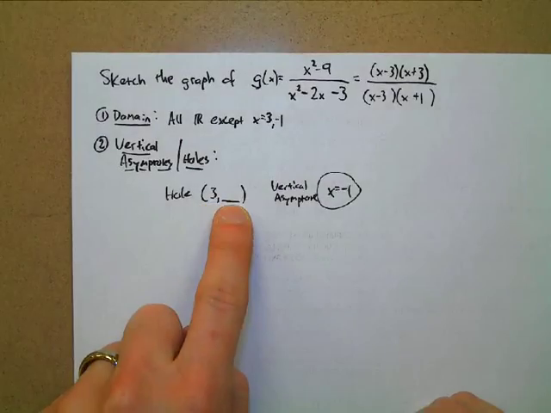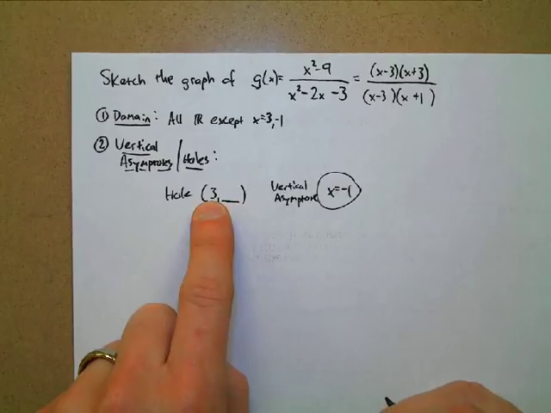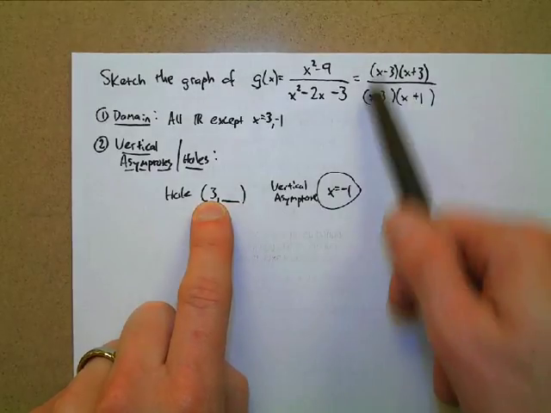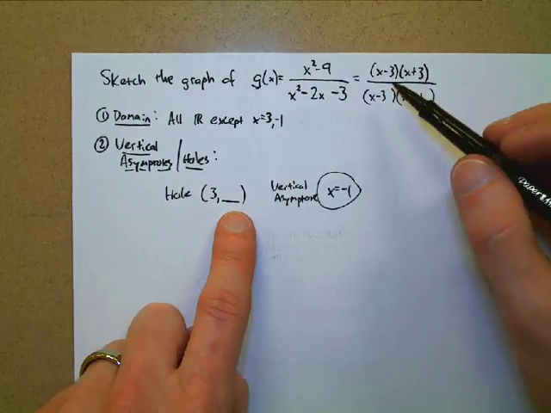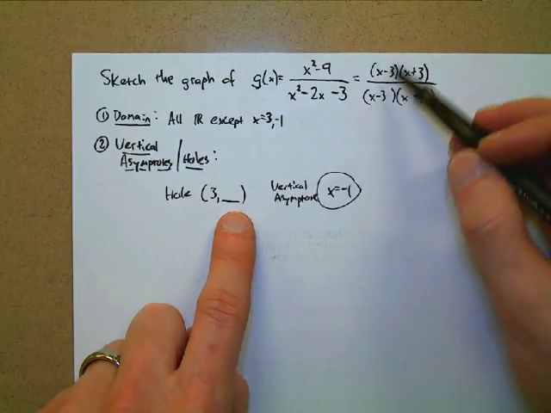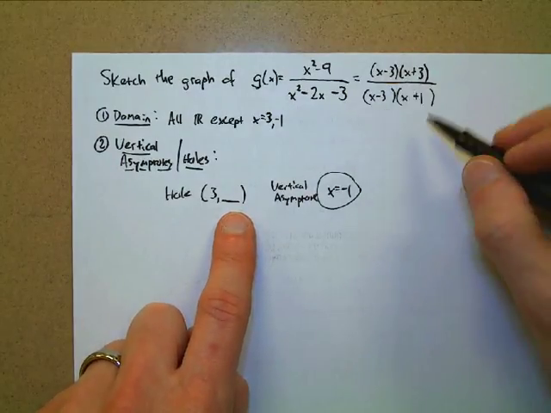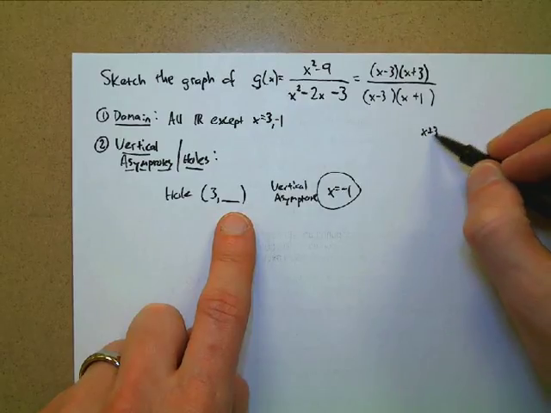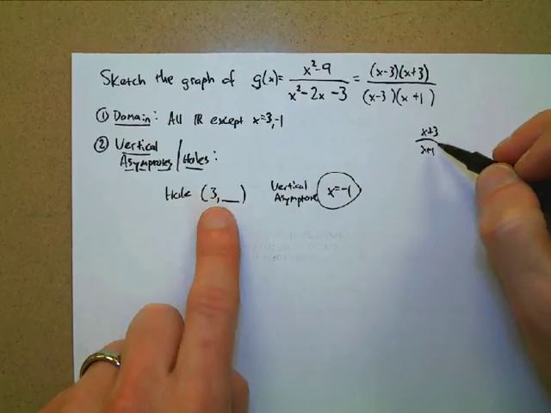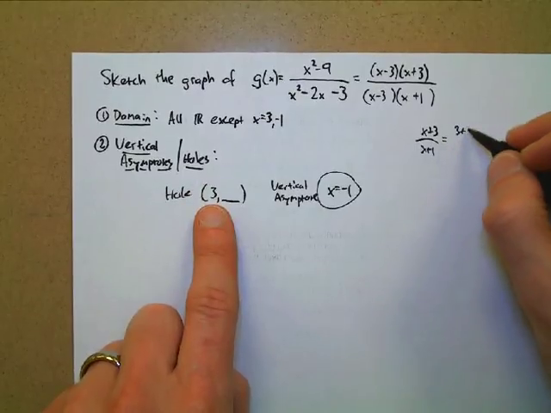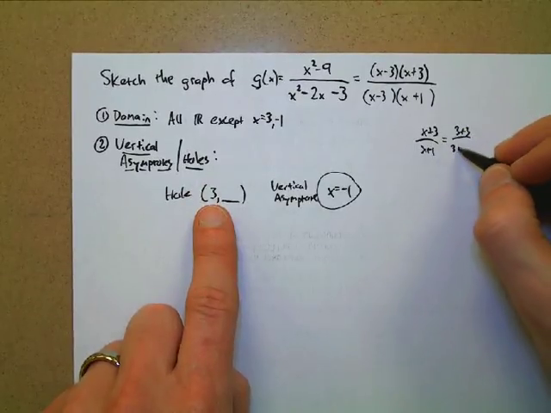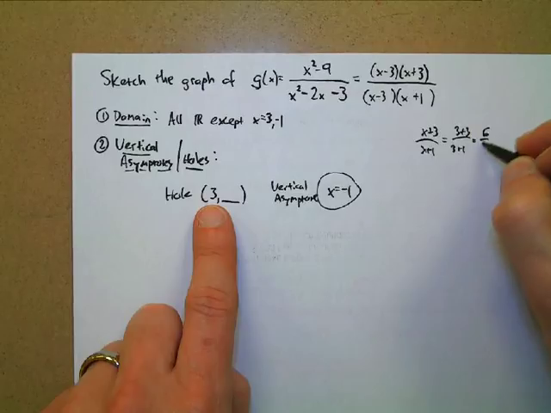It's 3 over 2. It's the number that you get when it simplifies. Again, we imagine canceling out those x minus 3's, where we're left with x plus 3 over x plus 1. And we can plug in the 3 now with no problem. We get 6 over 4 or 3 halves. So that's the hole's coordinates.